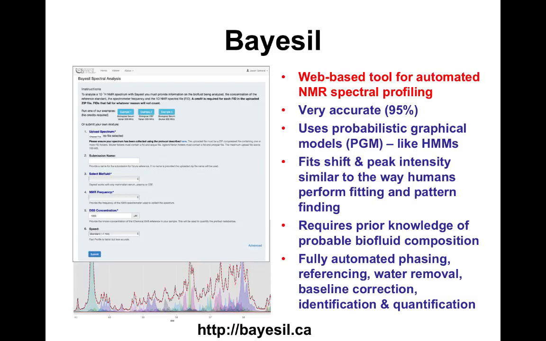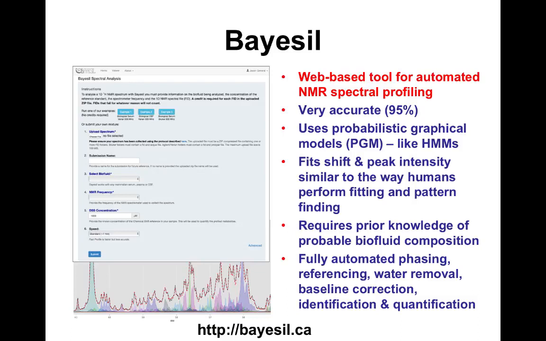If you use speech recognition for Google Home or Alexa or Siri, those use hidden Markov models to recognize your voice. They recognize complex patterns, and in many respects, NMR or GC and LCMS spectra look a lot like voice signals. So what it does is it fits and shifts peaks, both their intensity and position, the way that a person would do in a guess and check approach, like with the manual fitting.